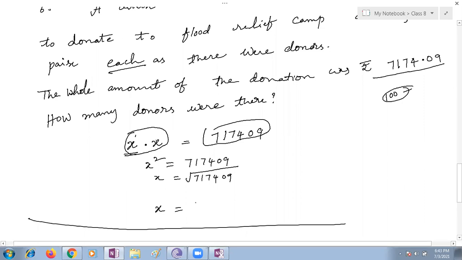Ma'am, with long division I didn't get it, so I did it with prime factorization. Okay, any method is fine. I didn't mention any particular method, right? It's nothing but 847.